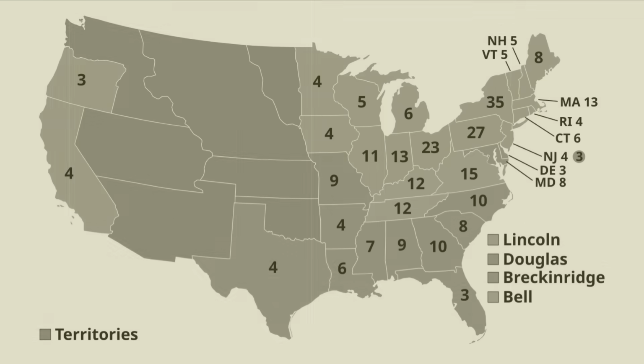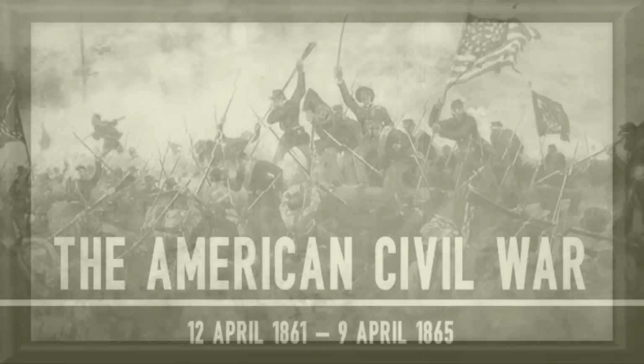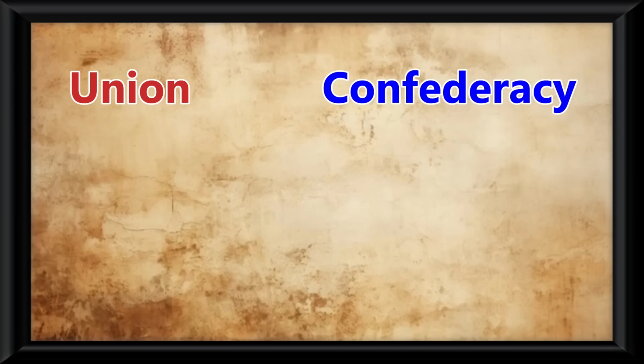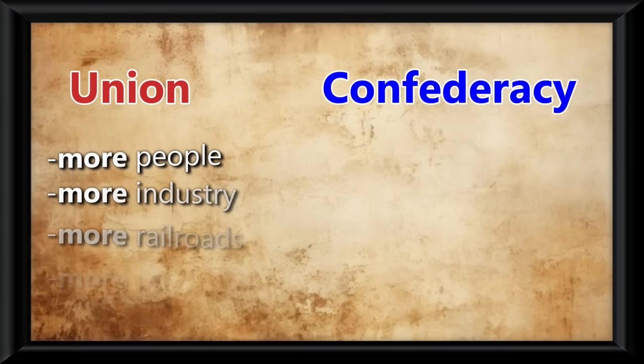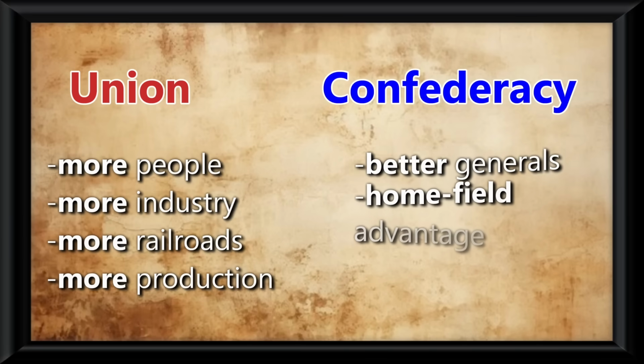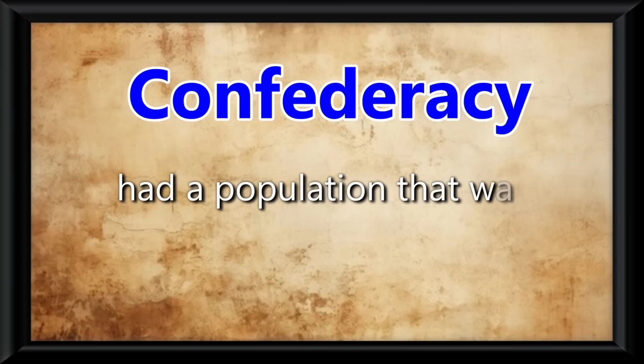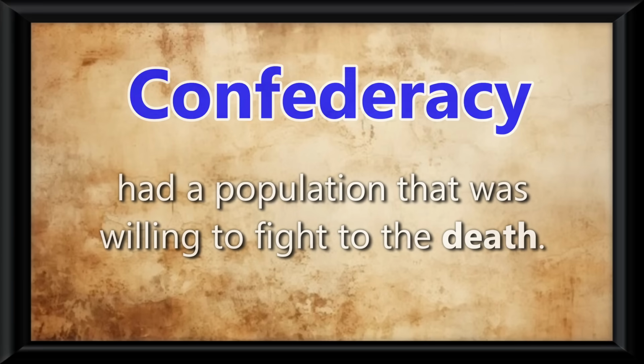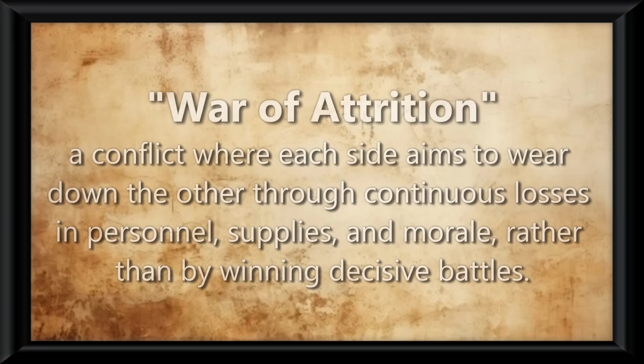So, Lincoln is elected, the South secedes, and war is officially started. But here's the issue. The Union and Confederacy were nowhere near evenly matched. The North had more people, more industry, more railroads, and the ability to outproduce and outlast the South. The only thing the South really had was better generals and a home field advantage. But don't discount this part. The South had a population that was willing to fight to the death. And that's where the term, a war of attrition, truly comes from.